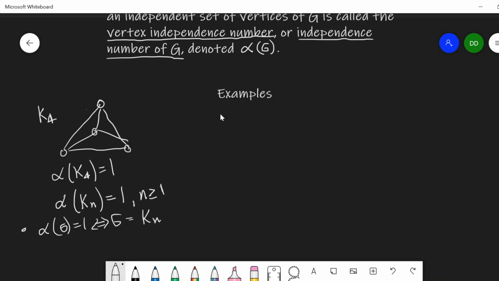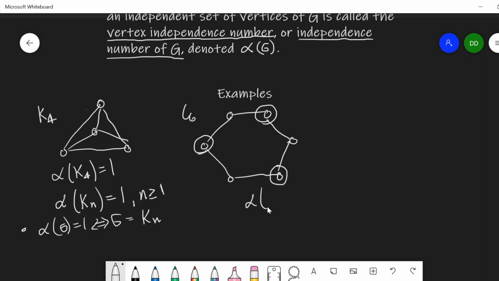Some other things we can look at are, say, cycles. So let's maybe take the cycle of order 6, just to illustrate the idea of independent sets. Here's C6. And so what's an independent set here? Well, maybe I can take this vertex, but then I can't take those two because they're adjacent to that one. And so I could take this one, and I could take this one. So the independence number of C6 is equal to 3.